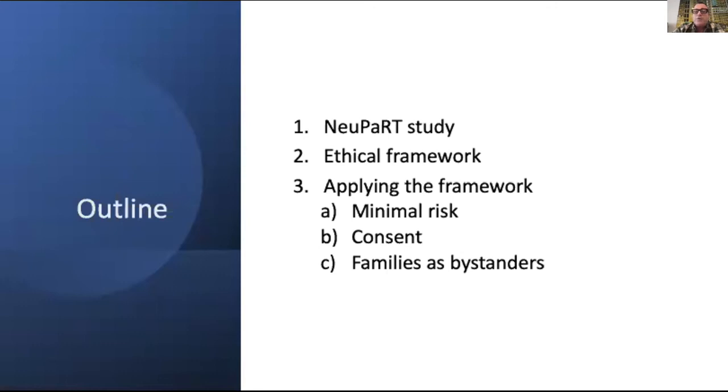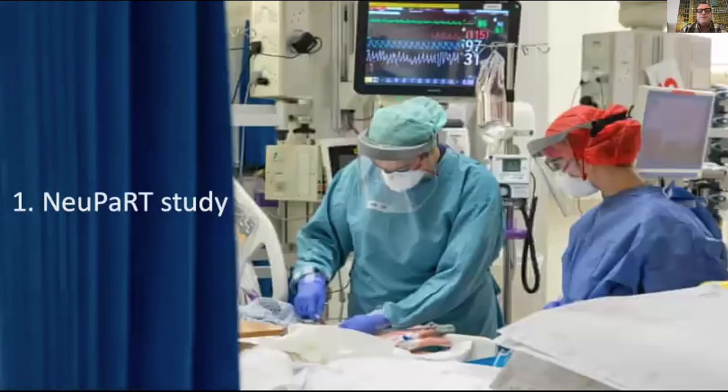In my talk, I will briefly describe the New Part study. I will outline an ethical framework for research involving imminently dying patients, and I'll discuss how the framework applies to the New Part study. So let's begin with a description of the New Part study.